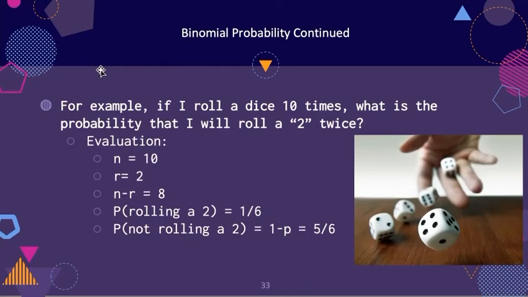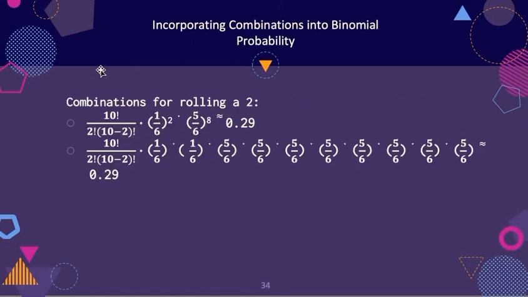For example, if you roll a die 10 times, what is the probability that it will roll a 2 twice? So the number of trials is 10, the number of successes you want is 2, and n minus r is 8. The probability of rolling a 2 is 1/6, and the probability of not rolling a 2, which is q, is 5/6. The combination of rolling a 2 is 10 factorial over 2 factorial times 10 minus 2 factorial, and the result is about 29%.